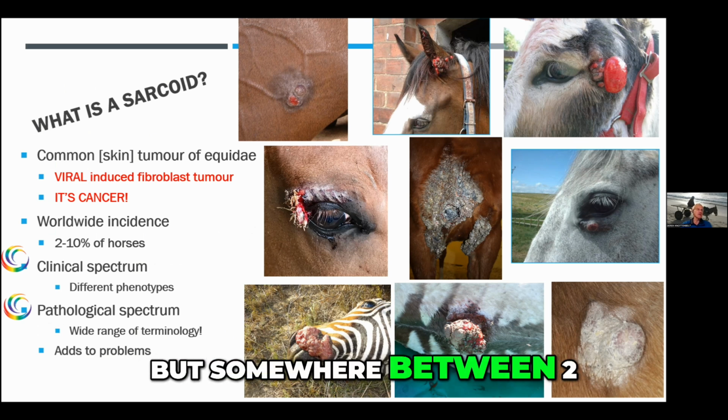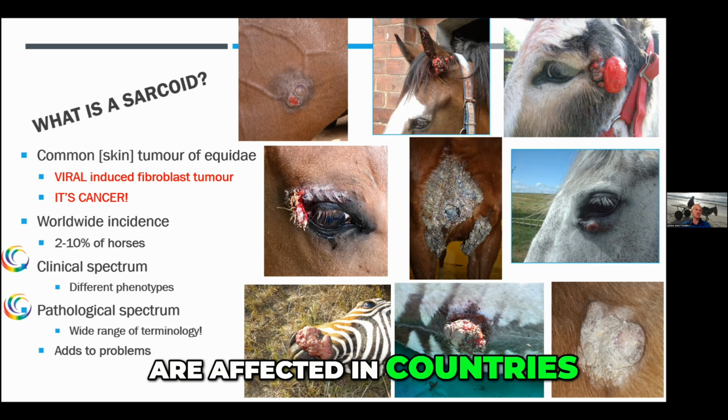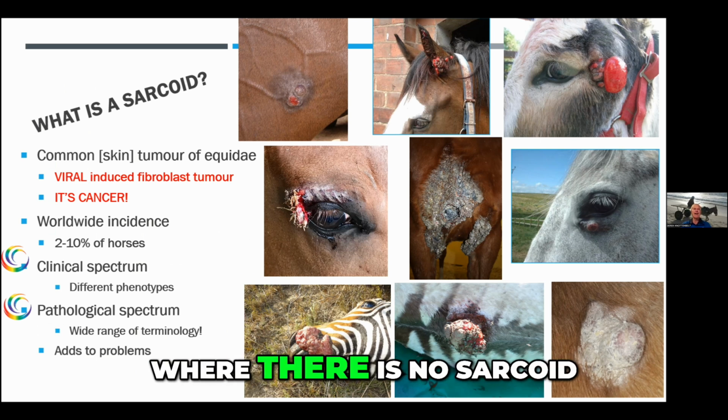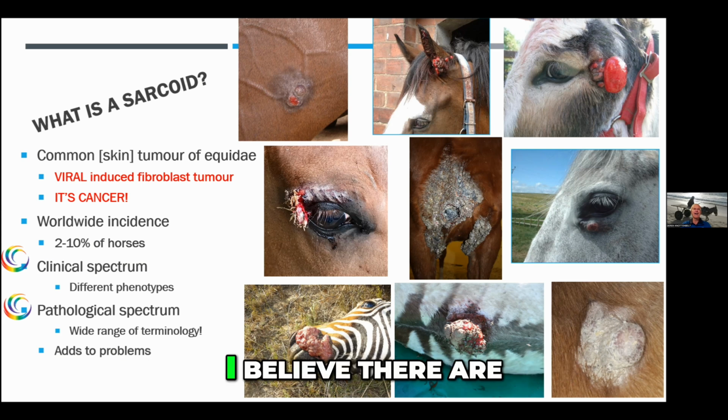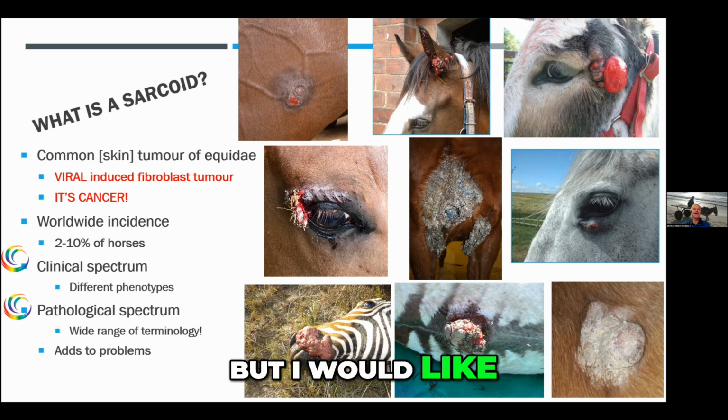but somewhere between 2 and 10% of horses are affected in countries across the world. I have not yet come across a country where there is no sarcoid. Now, I believe there are some where people say there is none, but I would like to go there and find out for myself, actually, in the end.